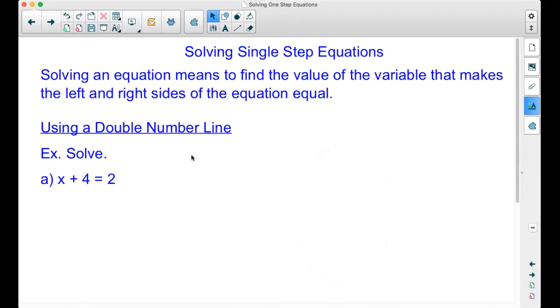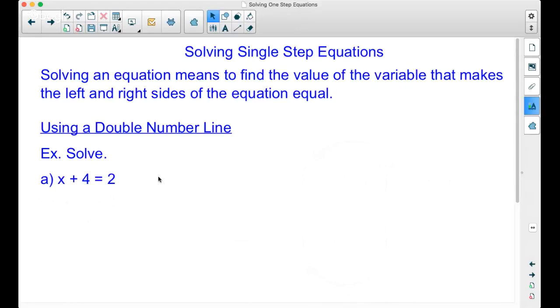In this video, we look at solving single-step equations. Solving an equation means finding the value of the variable that makes the left and right sides of the equation equal. In the example here, x plus 4 equals 2, we're trying to find out what x has to be to make the left side of the equation equal to 2.